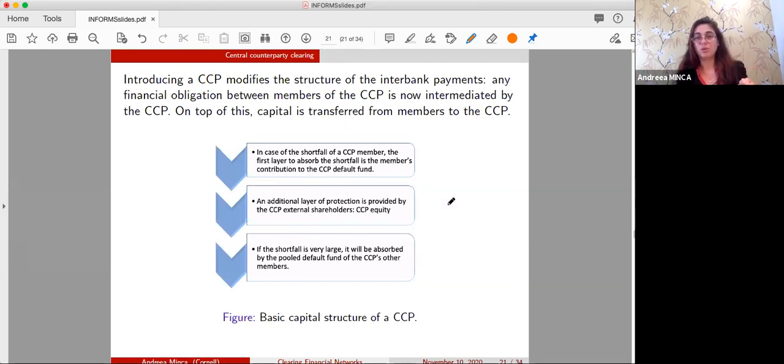There is also another contention point: maybe this part here should absorb losses after this part here, and of course this would have implications on the size of this contribution. So nothing is really given in terms of what is the optimal capitalization of clearinghouses. All these are subject to research and subject to debate.